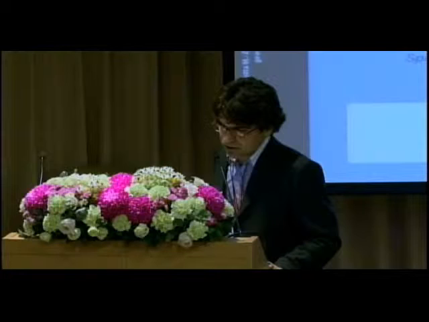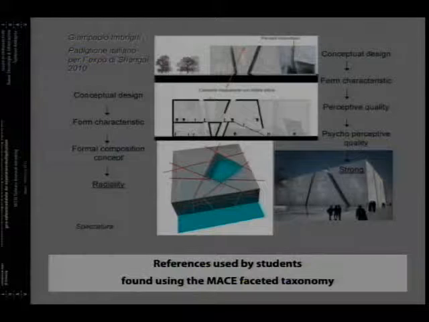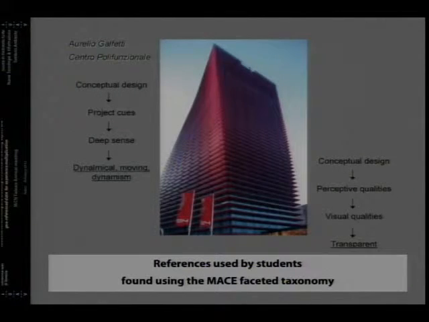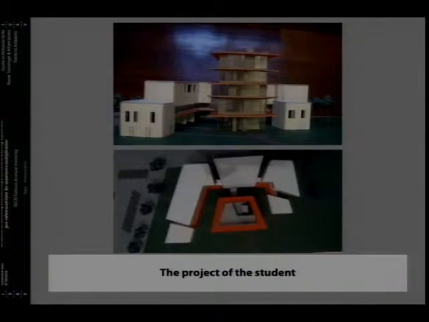Another reference that the student found was this project that features the characteristic of radiality, but also the characteristic of being strong, because as you can see, from outside it is very massive. And this project also represents the idea of movement, of dynamism, but it is also sort of transparent because each layer is made of glass. This is the first step of the final design of the students that, as you can see, features some of the characteristics of the architectural projects he found.